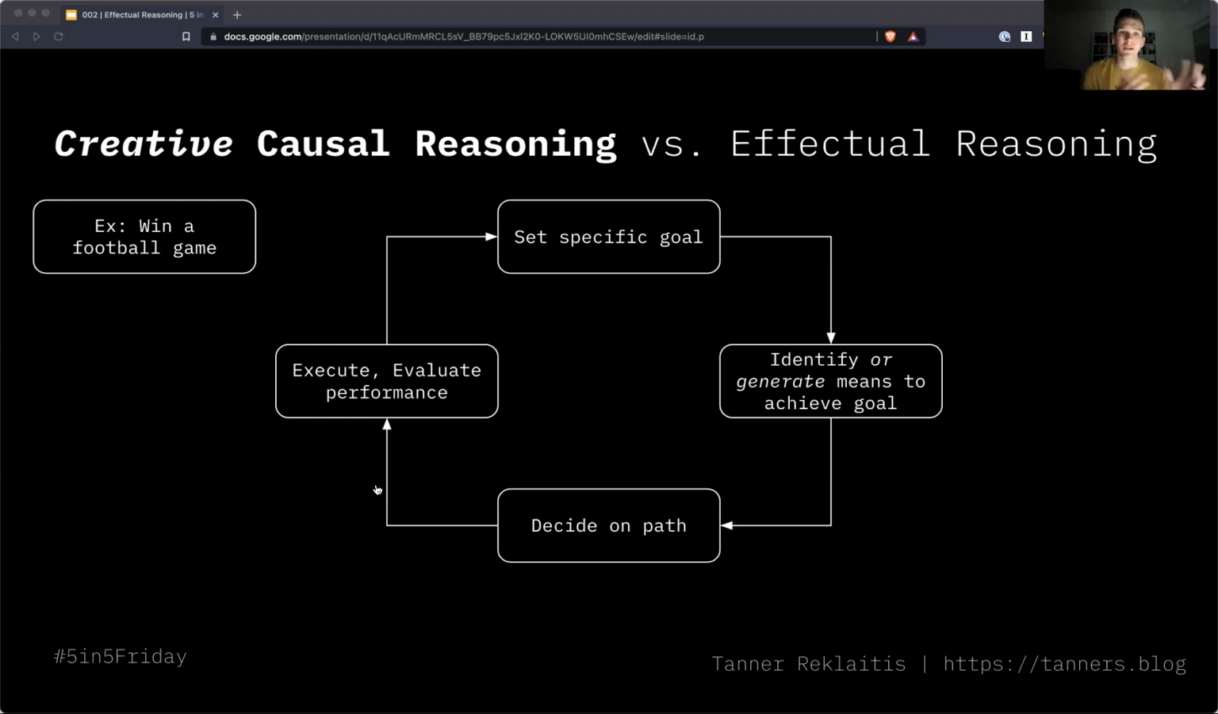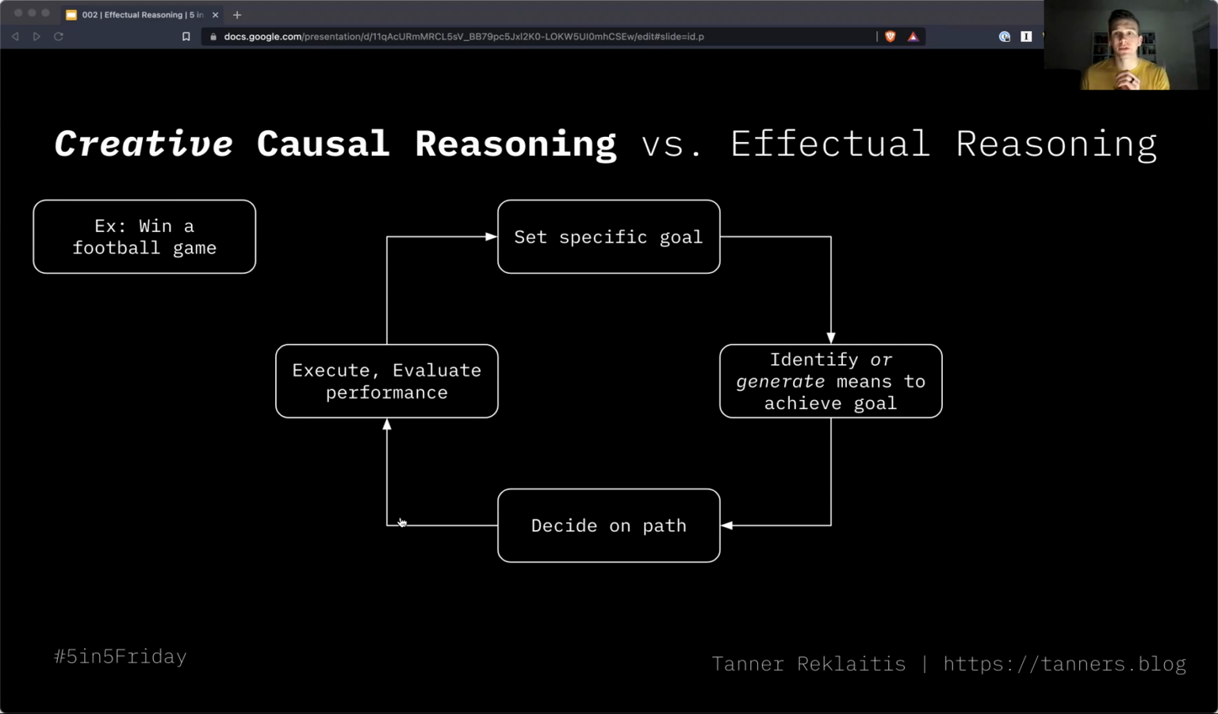It's okay, there's these given means. So back 75 years, football was dominated by the run game, right? And now if you watch a football game, yeah, I mean, teams still run the ball, but nowhere near like they used to. There's a new way of doing things. So that's creative causal reasoning.